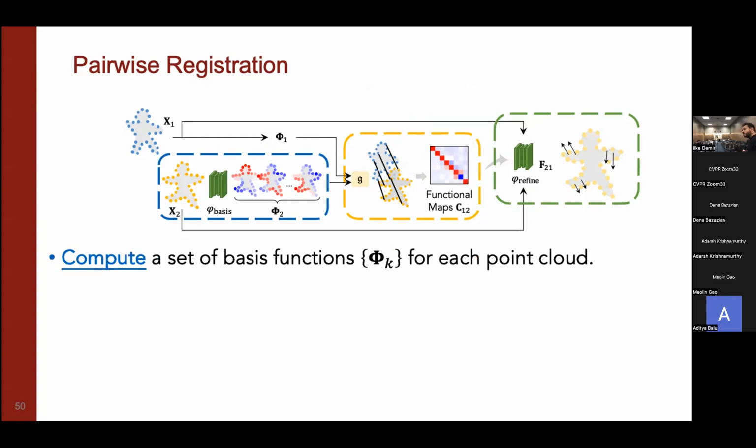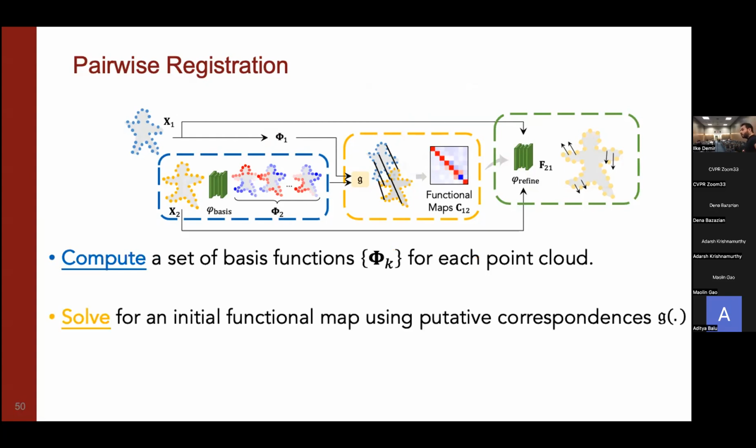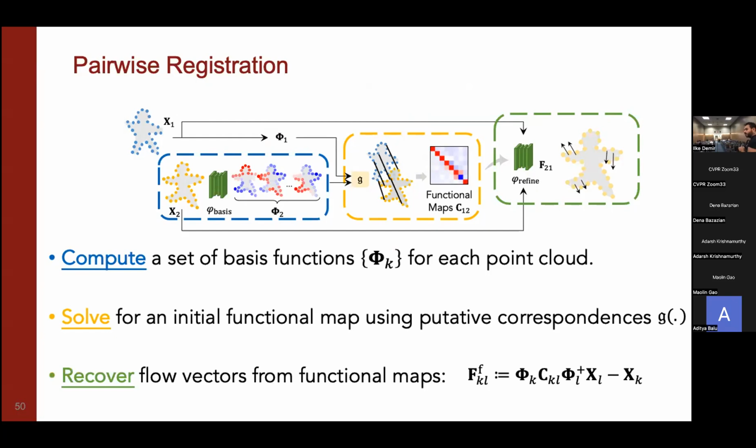So what we do here is to compute a set of basis functions and solve for an initial functional map using this putative correspondence neural network G, and recover flow vectors from it, which I can really do. I can first convert these functional maps to point-wise maps, and also I can have another neural network to do it too, if I want to take it further. And this is what we have here, this refinement network. So now we have 3 neural networks that actually recover the flow that I want, the vertex flow.